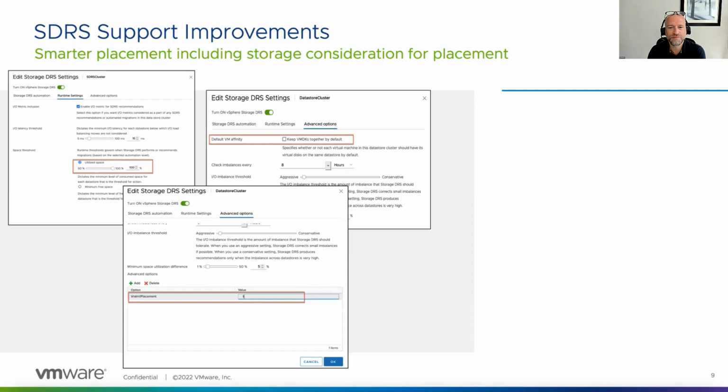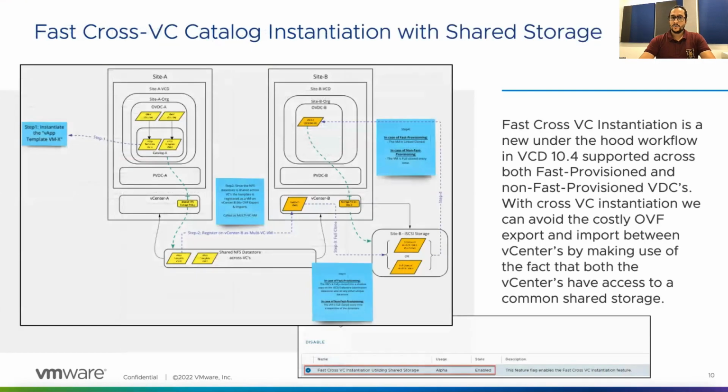Brilliant. Super. So this is the SDRS improvement, and then this is the fast cross-VC instantiation with shared storage. An amazing feature which is in function now. Meaning, earlier what used to happen? Let's say I have 2 organizations or 2 tenants. Imagine tenant A and tenant B, right? Tenant A backed by vCenter A, tenant B backed by vCenter B. Now, what if they want to share catalogs between them? What was the only option we had?